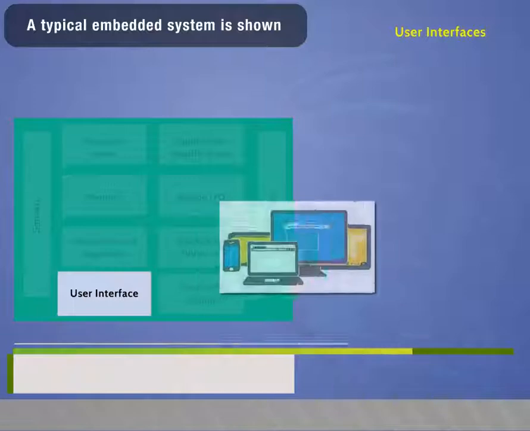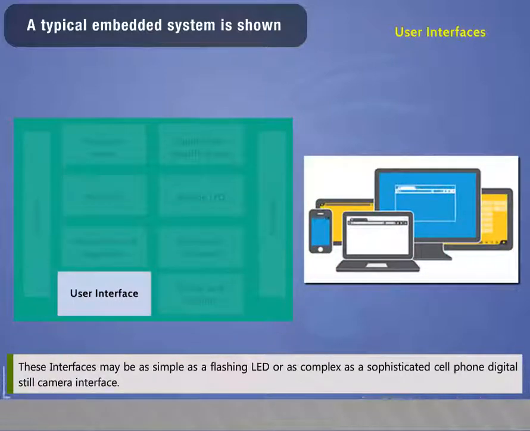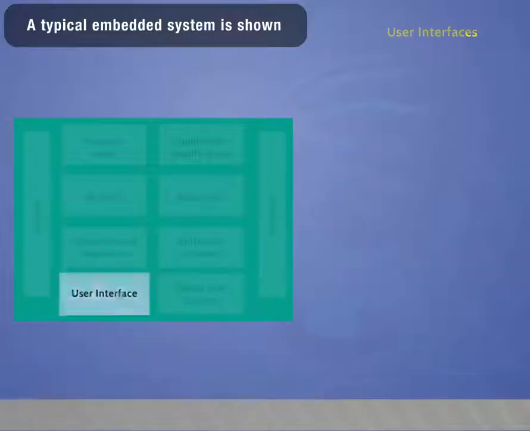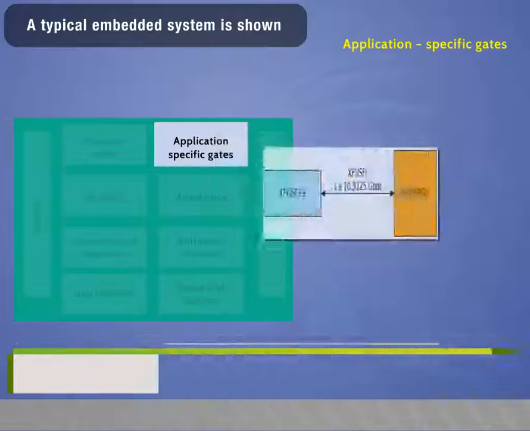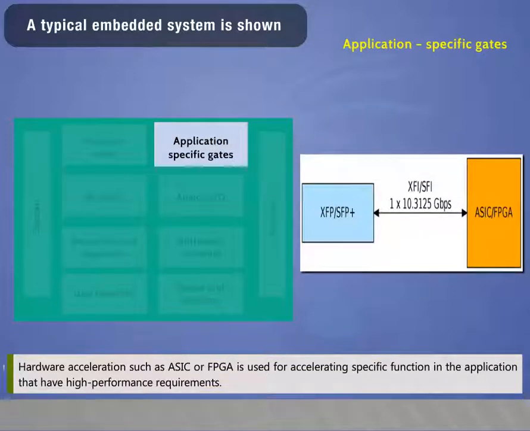User interfaces. These interfaces may be as simple as a flashing LED or as complex as a sophisticated cell phone digital still camera interface. Application-specific gates. Hardware acceleration such as ASIC or FPGA is used for accelerating specific functions in the application that have high performance requirements.